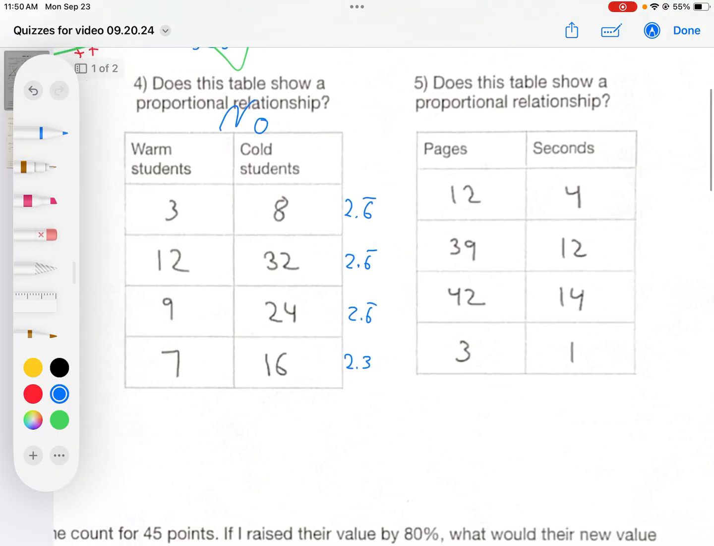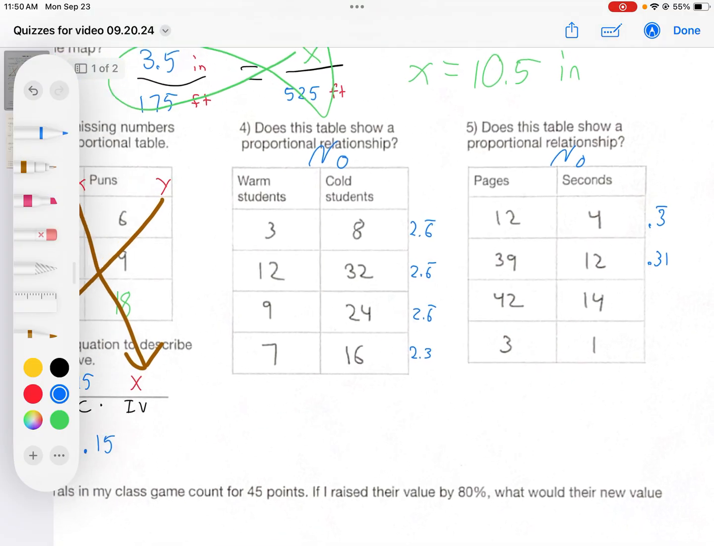Moving on to number 5. Does this table show a proportional relationship? 4 divided by 12 is 1/3 or 0.3 repeating. 12 divided by 39 is actually going to be about 0.31 maybe, but either way, it's not 0.3 repeating. We only had to get this far this time to get a number that didn't match what we had gotten previously and know that we do not have a proportional relationship.